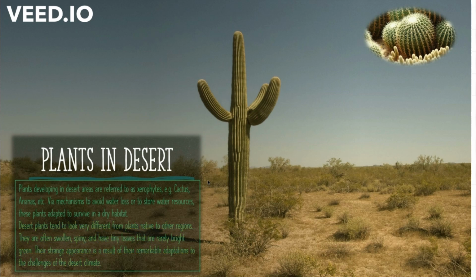Desert plants tend to look very different from plants native to other regions. These are often swollen, spiny, and have tiny leaves that are not really bright green. Their strange appearance is a result of their remarkable adaptations to the challenges of desert climate.